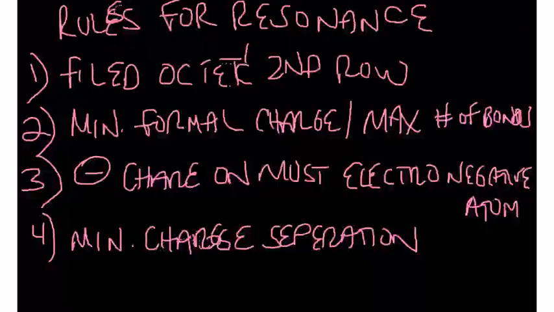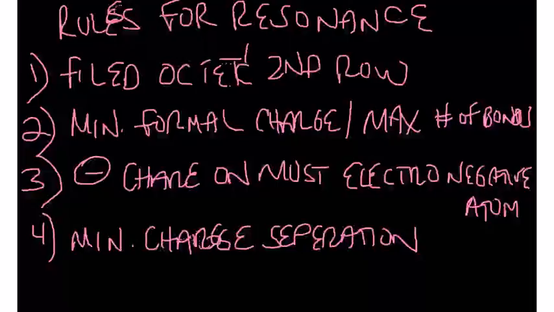So as I mentioned in the previous video, if you master an understanding of how to create resonance structures and combine that with an understanding of acids and bases, you can master organic chemistry. So let's first talk about some rules for resonance.